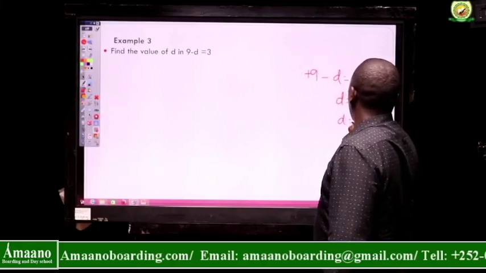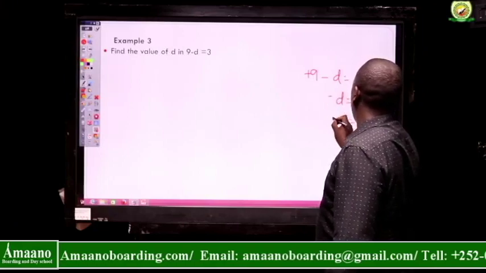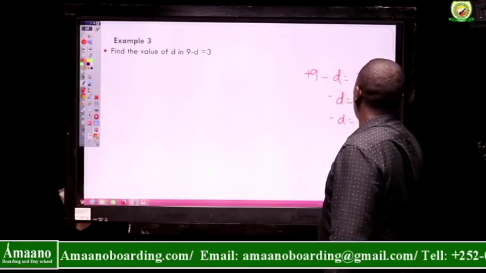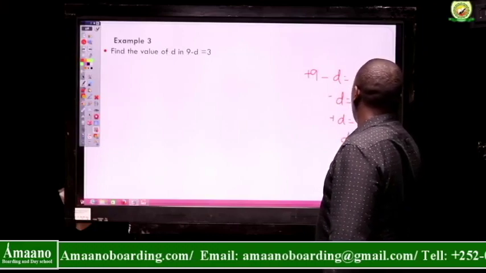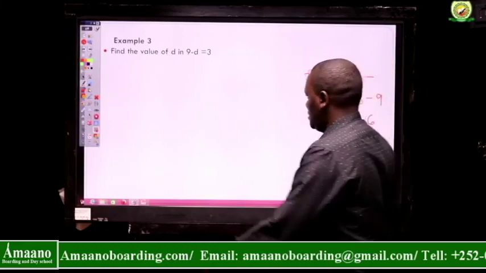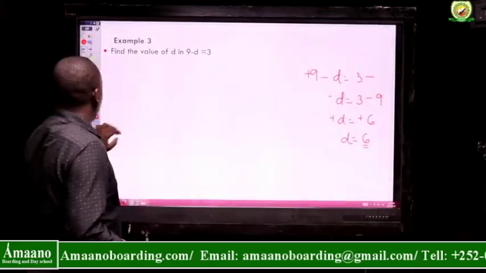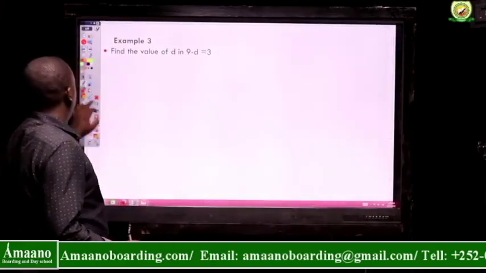That's negative d, so negative d equals negative 6. A negative and a negative cancel, so I remain with d equals 6. And that is what we are going to find down here.